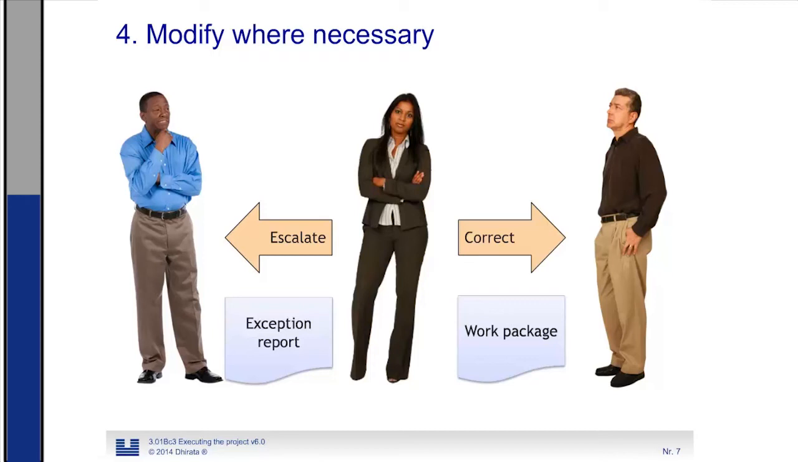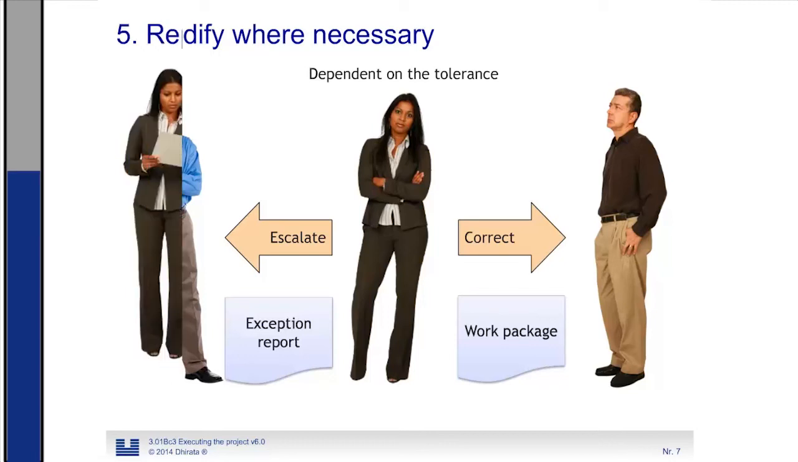Now, the question is when to rectify and when to escalate. This is dependent on the amount of tolerance the project manager has. Is he allowed to correct it himself, or should he involve upper management?